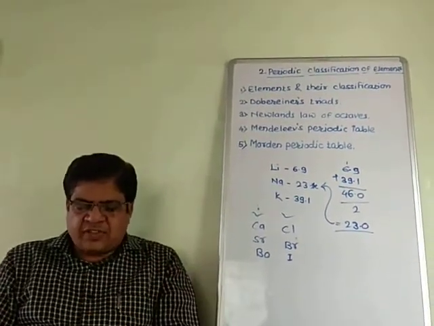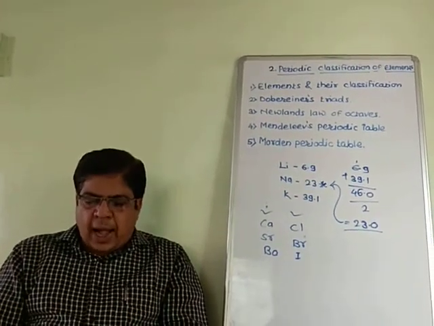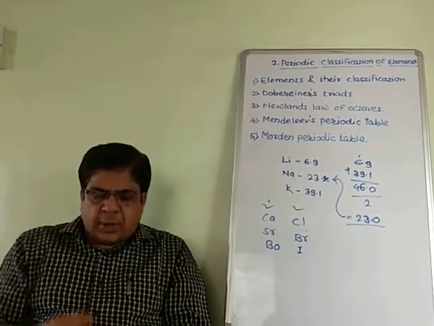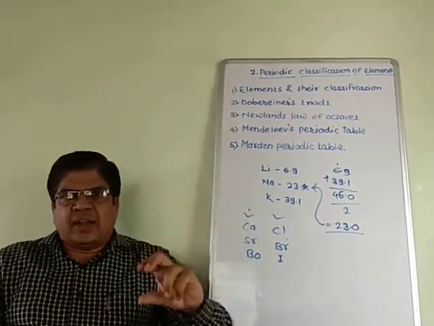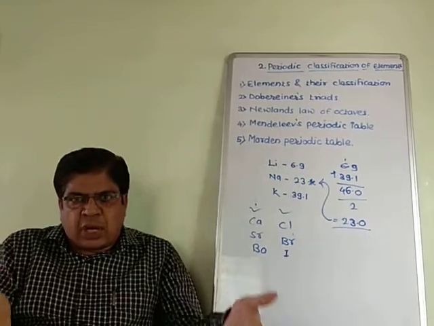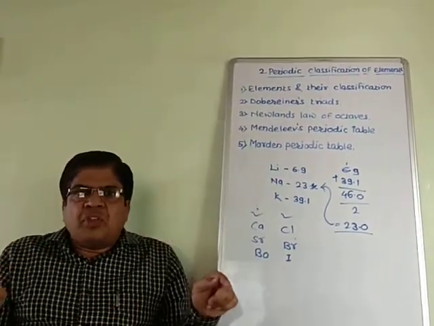There are two series, lanthanide series and actinide series, at the bottom of the periodic table. Together they form F block elements. Means lanthanide series and actinide series, which are present at the bottom of the periodic table, form F block. So what is the picture?